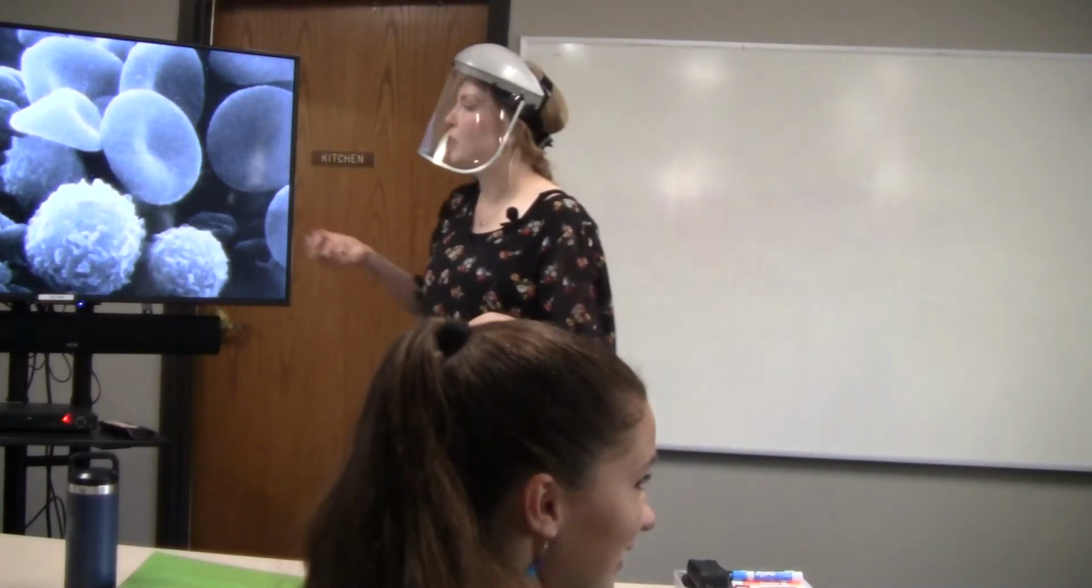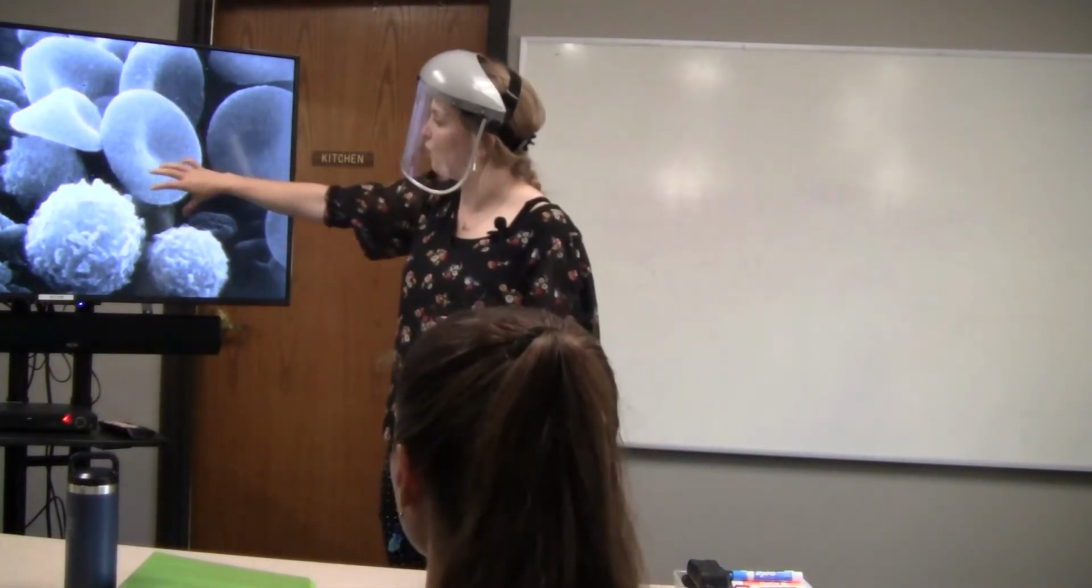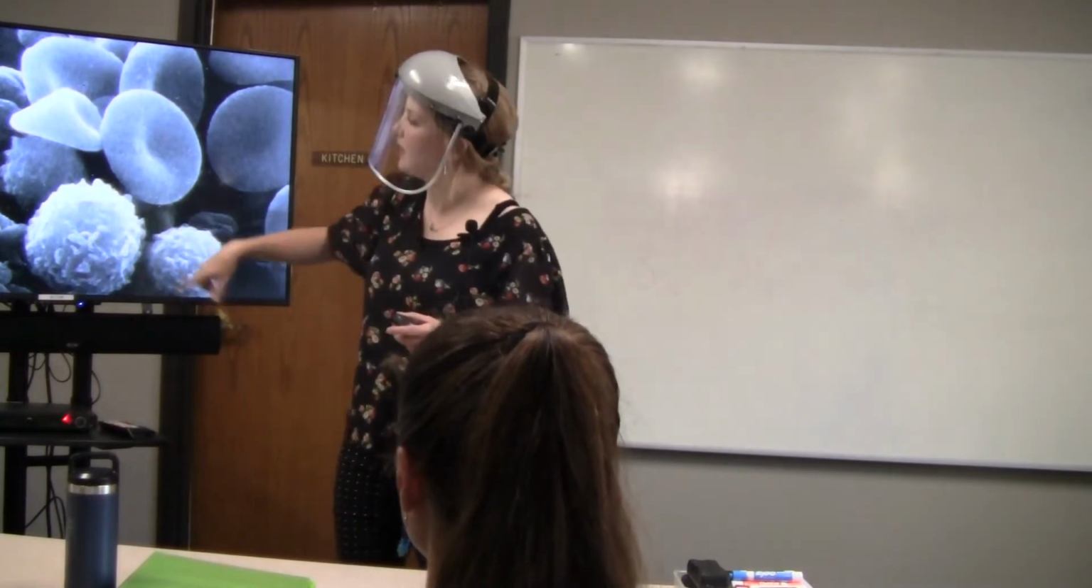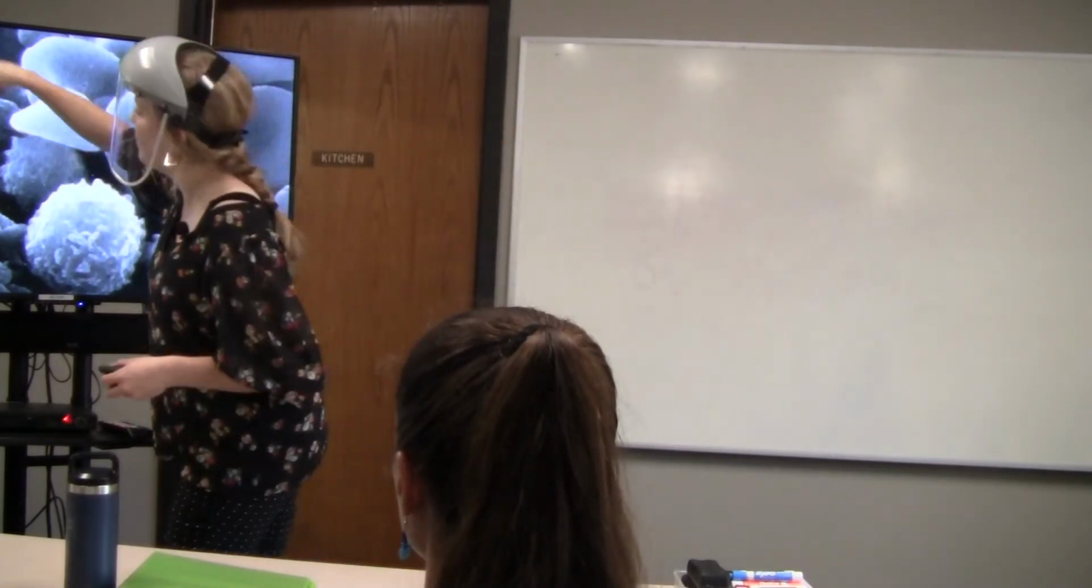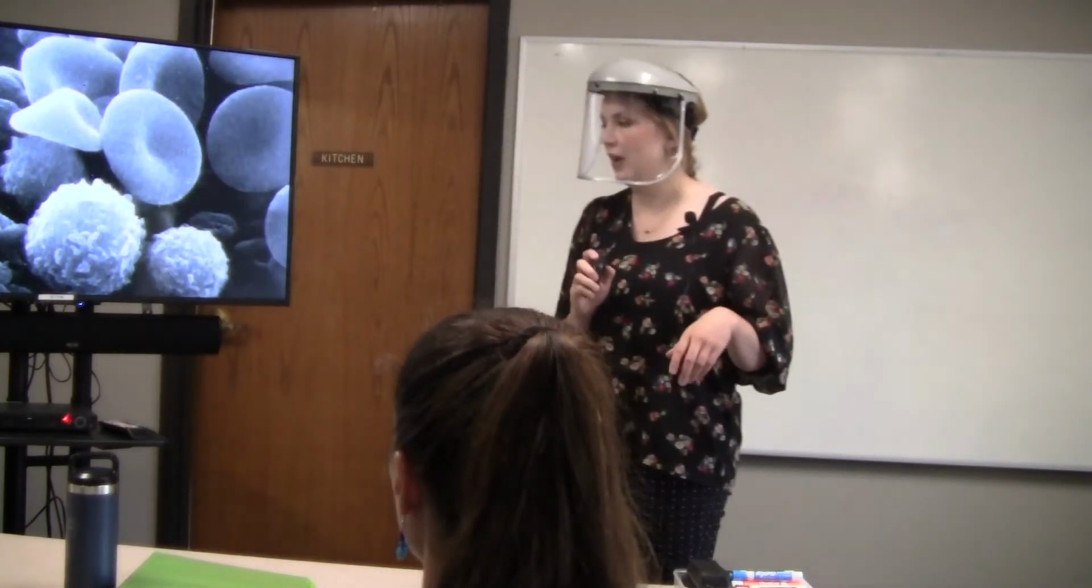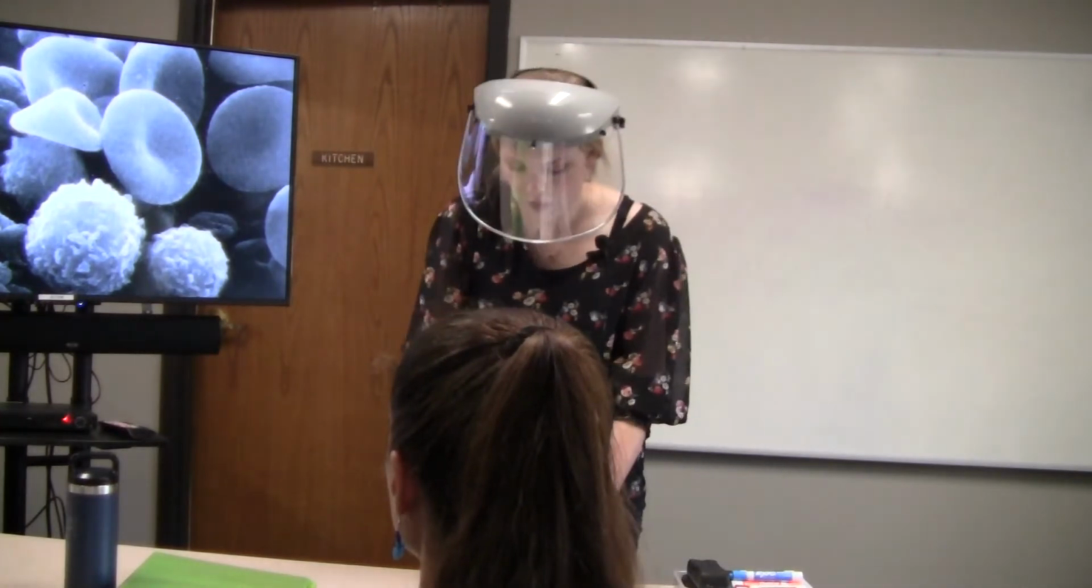And these are blood cells. Here we have red blood cells, white blood cells, and some little platelet fragments up in here. That's what's floating around in your blood.